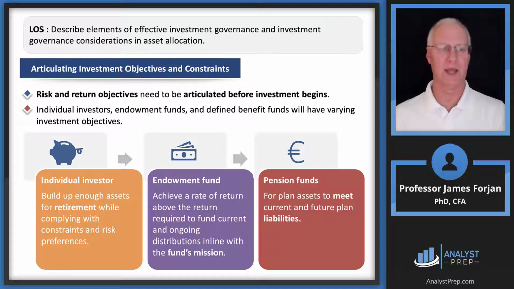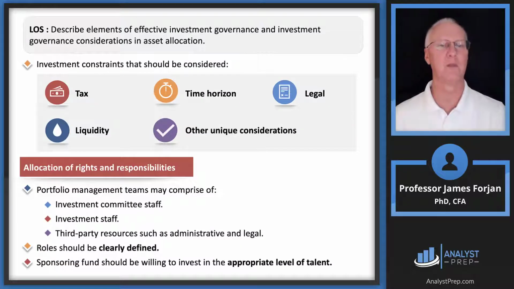Pension fund, on the other hand, they don't have nearly the flexibility that an endowment fund has, right? George and the Human Fund on Seinfeld, they can do whatever they want with that money, but a pension fund is legally and contractually obligated to not only pay for the current retirees' benefits, but also to fund all of those future ones. So what does that say over in the far right? For plan assets to meet current and future plan liabilities.